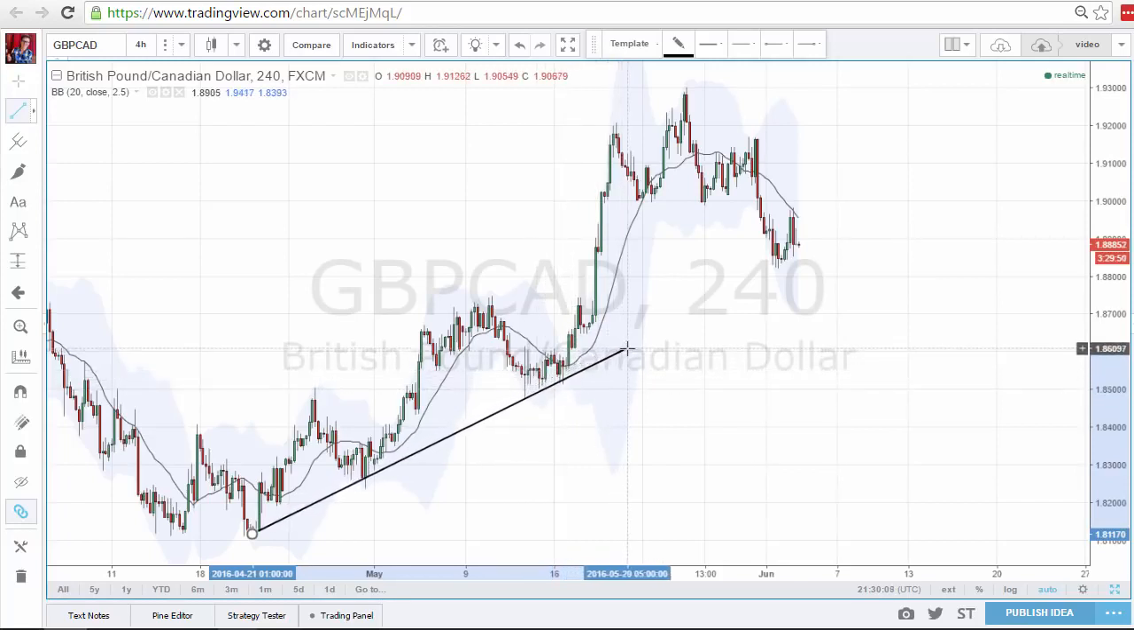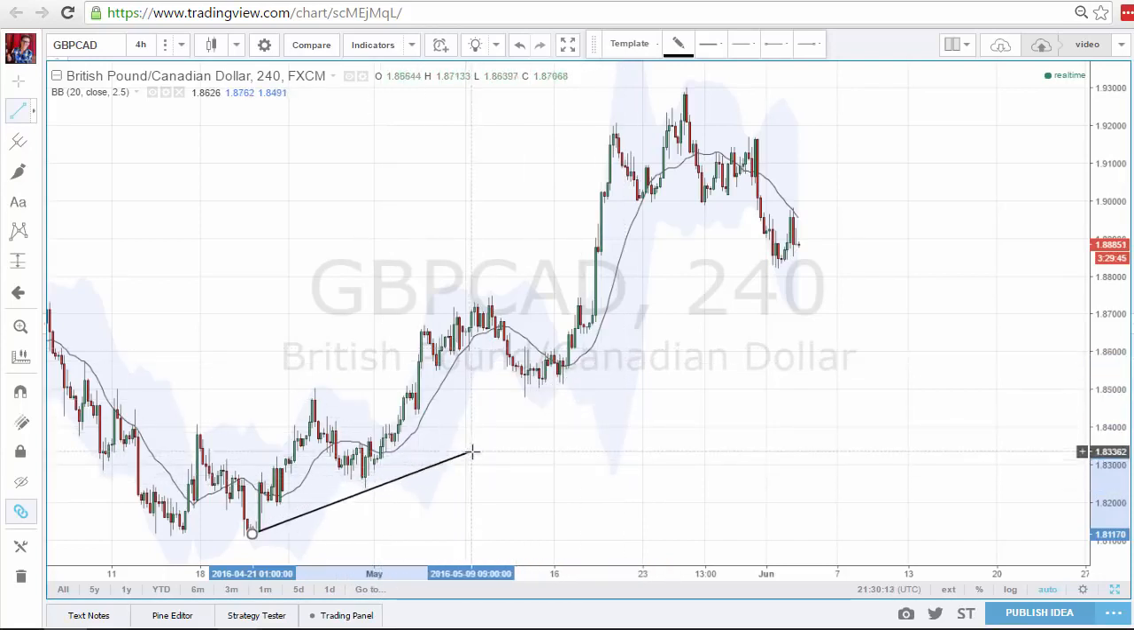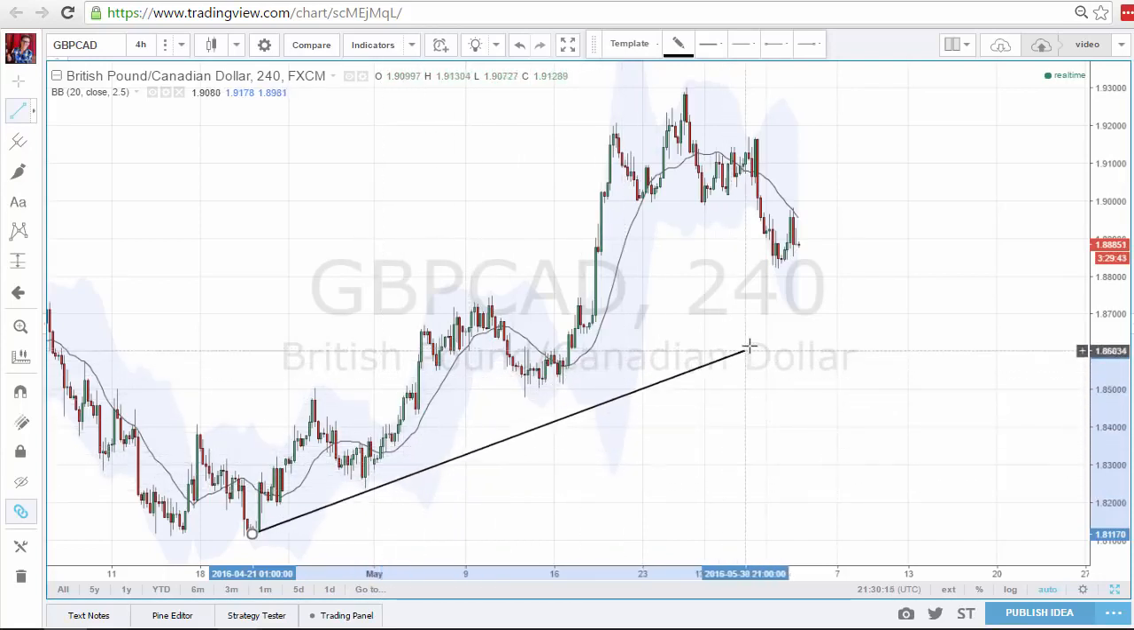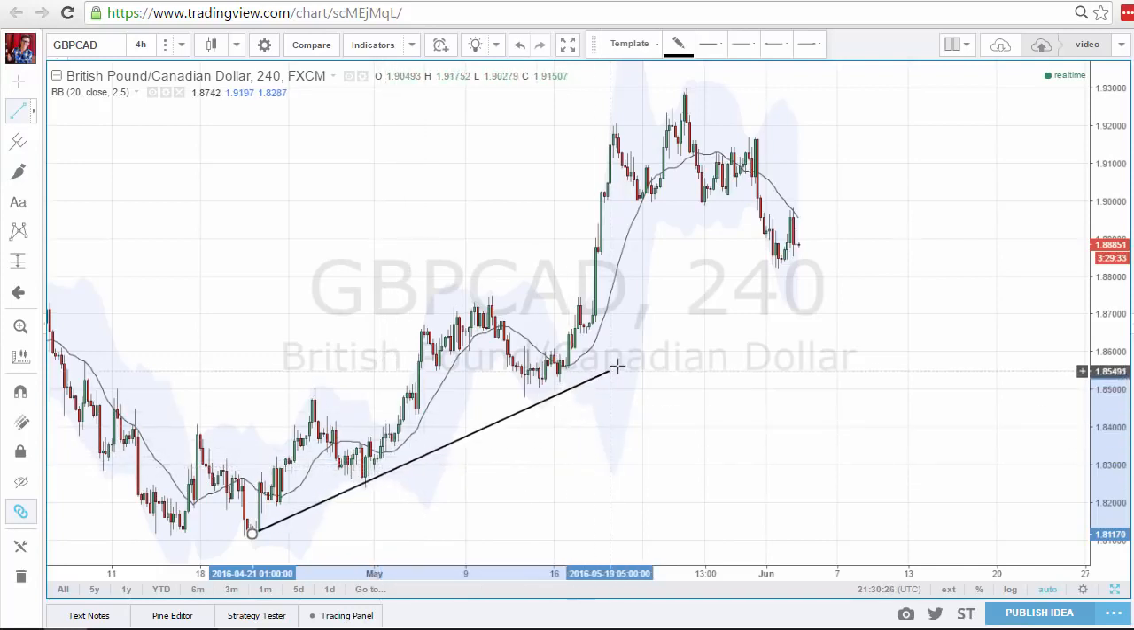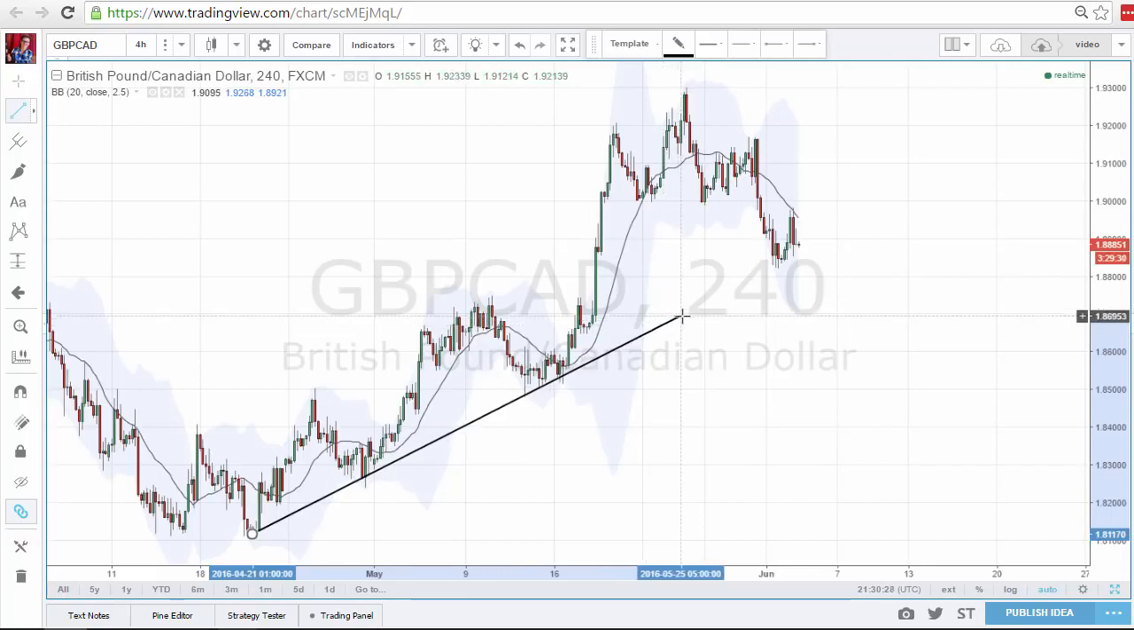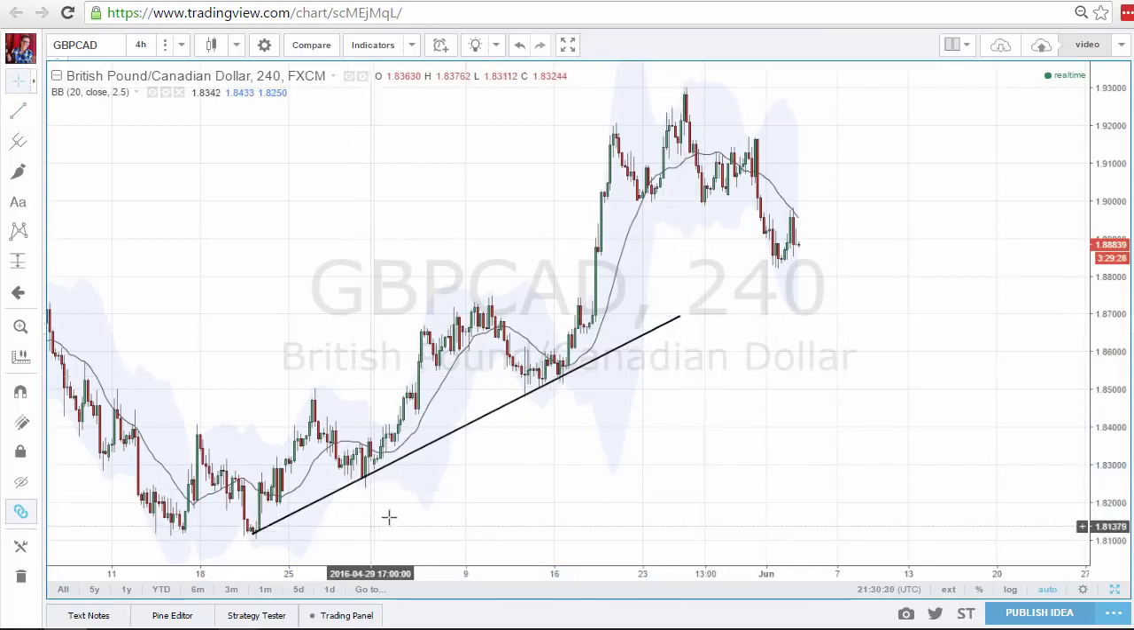line around here. And one important thing is that you don't have to go for the absolute extremes here, so you don't have to connect the wick, but it's much more important that you find the most respect and where price respects the trend line the most. So for example, we can draw the trend line somewhere like this, and this is perfectly fine.